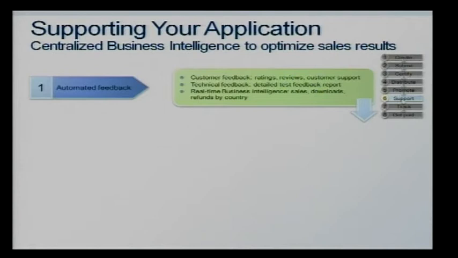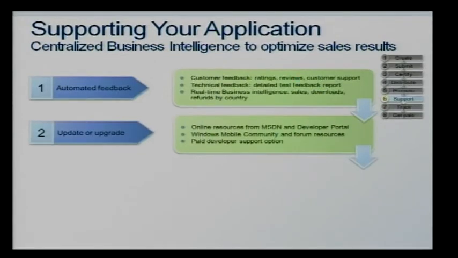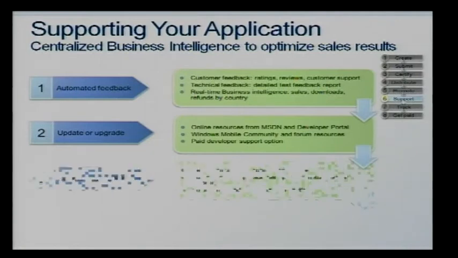This is support. So centralizing business intelligence to optimize sales results. The first thing is there will be automated feedback from the engine, the likes of your customer reviews, technical feedback in terms of a detailed test feedback report, real-time business intelligence, sales, downloads and refunds per country. Step 2, update or upgrade. You'll have online resources from the MSDN and developer portal. There will also be Windows Mobile community and forum resources, and also a paid developer support option. So there's going to be some extra support there.